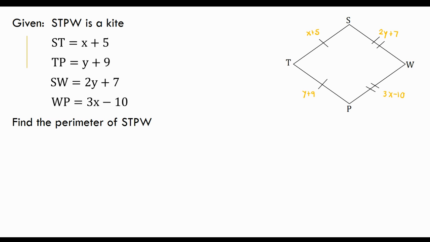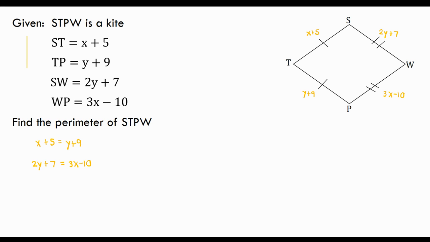So in order to find the perimeter, I need to know what the lengths of the sides are so I can add them up. But notice how the picture is marked, I see different congruent pieces, one of them has an X and one of them has a Y. So this means we have to set up a system. But I know based off those markings that we've got congruent segments. So x plus 5 equals y plus 9. I know that 2y plus 7 is going to equal 3x minus 10. So there's my two equations to start my system.